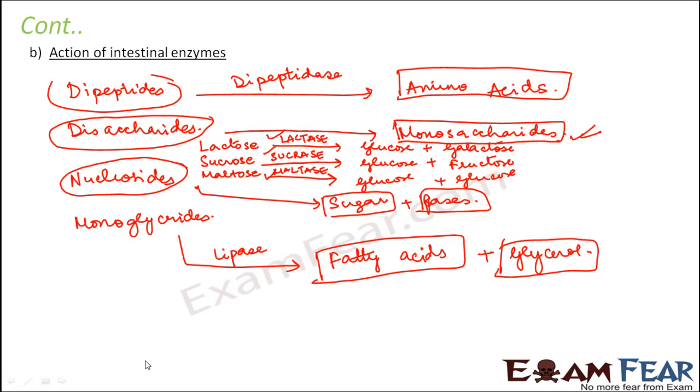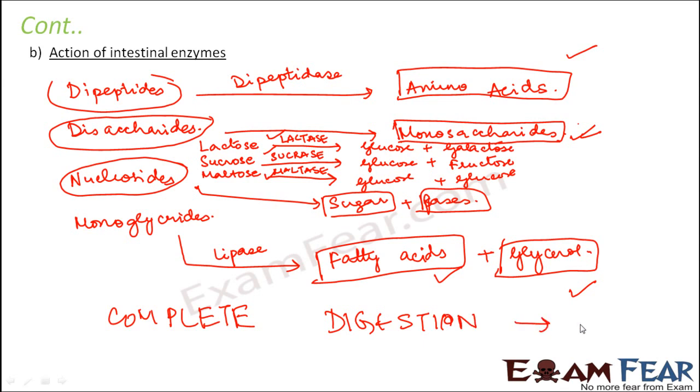When all these steps are over, let us suppose we started our journey with a burger which contained carbohydrates, proteins and fats. At the end of this step, we are left with monosaccharides, amino acids, fatty acids and glycerol. So we say that complete digestion has occurred, or that digestion is completed. This complete digestion takes place in the duodenum of the small intestine. Now the process of digestion is quite clear to us: it is basically by the action of enzymes.